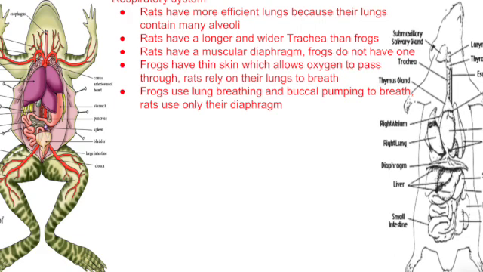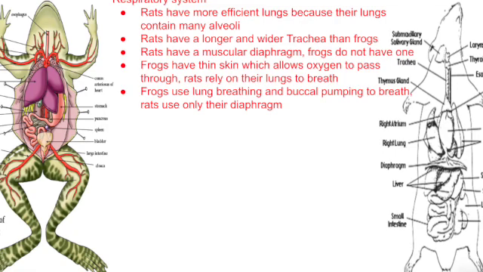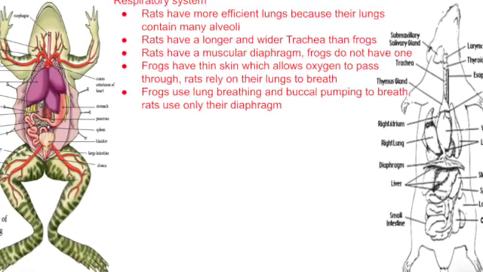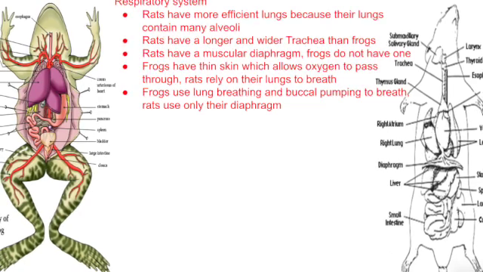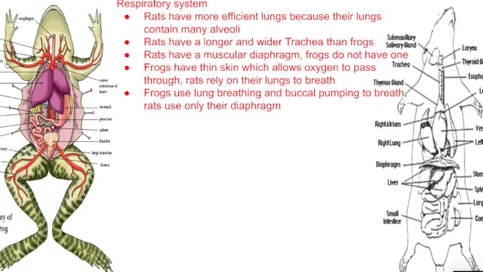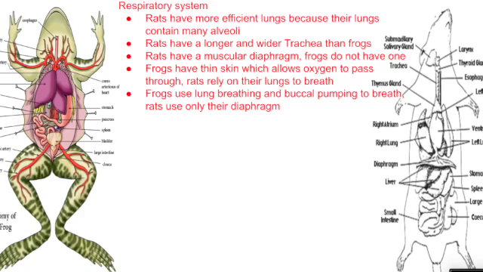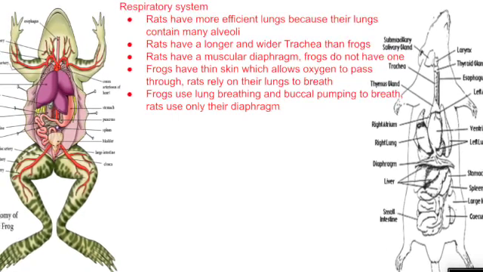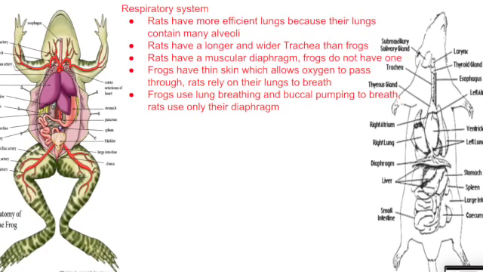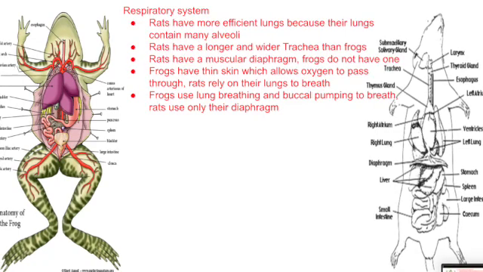In the respiratory system, rats have better lungs because their lungs have many alveoli, while frogs have thin skin that lets oxygen go through their skin, and rats rely on their lungs to breathe. Also, rats have longer and wider tracheas than frogs because frogs use lung breathing and vocal pumping to breathe, while rats only use their diaphragm.